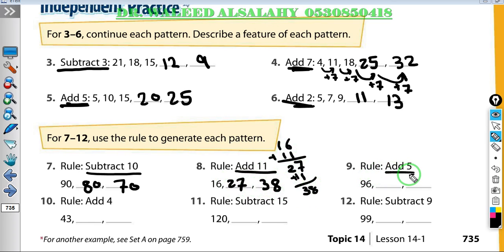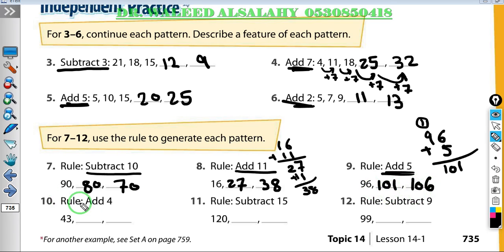The rule is adding 5. 96 plus 5, it's 101. How do you know? 96 plus 5. 5 plus 6, 11. 1 here and 1 up. 1 plus 9, 10. 101. 101 plus 5, it's 106.